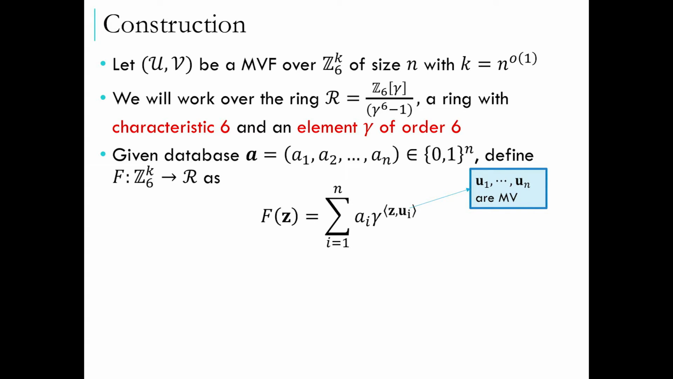So given the database a1 to an, the servers encode it as the following function f. This f maps Z6 to the k to the ring R, and it's defined as follows. f of z is the summation of ai gamma raised to the inner product of z and ui, where recall that the vectors u1 to un are from the matching vector family. So to each bit ai you correspond the monomial gamma raised to z inner product ui. And note that the inner product of z and ui is actually living in Z mod 6Z. That's why we took this element gamma to have order 6, so that this function is well defined.